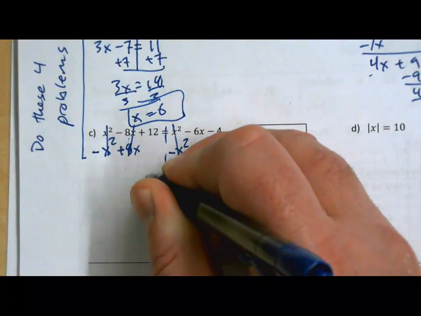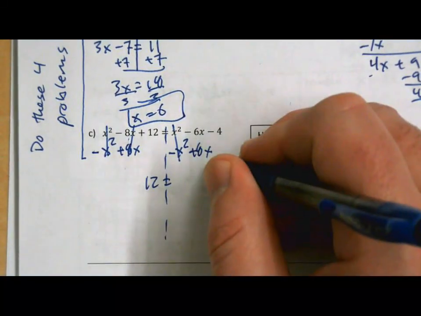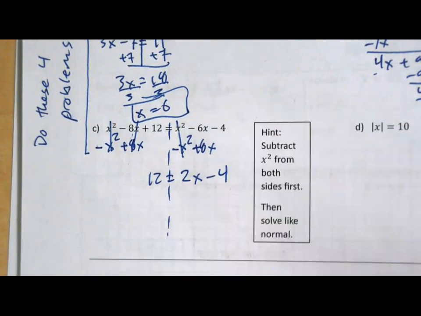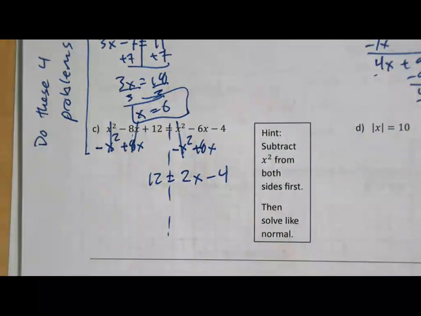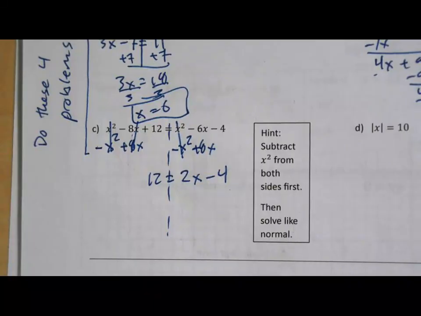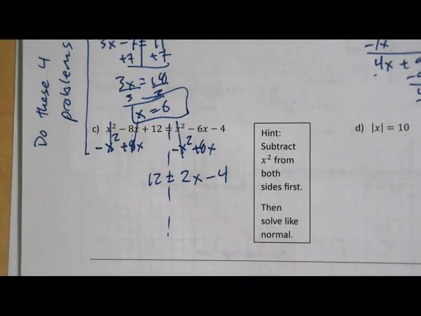So that just leaves a 12 over here. Negative 6x plus 8x is 2x. We still have a negative 4 over here. That's not too bad. From there, I'll let you finish that up if you haven't already. I think we're going to get 8. Does that sound right to you guys? Yeah.